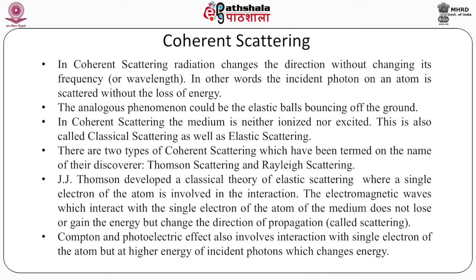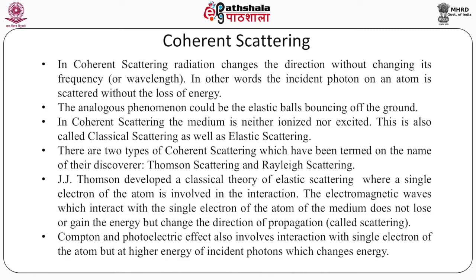This is also called classical scattering as well as elastic scattering. There are two types of coherent scattering, named after their discoverers. First is Thomson scattering and another is Rayleigh scattering. J. Thomson developed a classical theory of elastic scattering where a single electron of the atom is involved in the interaction. The electromagnetic waves, like incident X-rays, which interact with the single electron of the atom of the medium do not lose or gain energy, but change the direction of propagation of their movement, and this is called scattering.